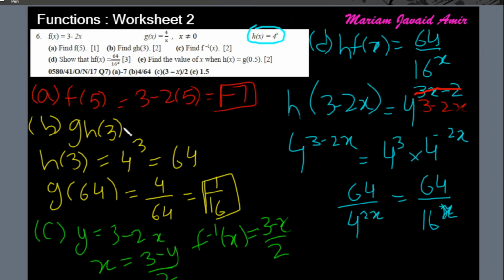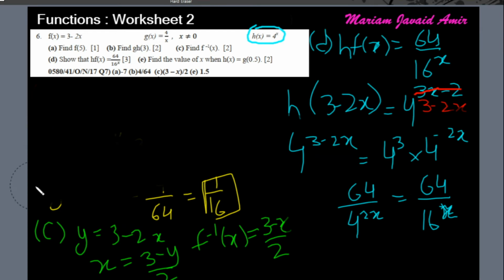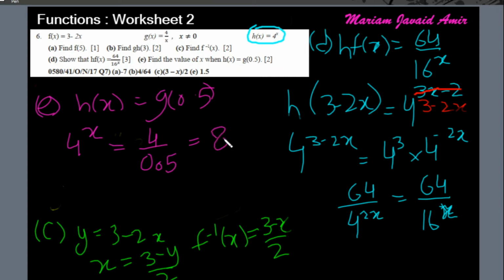Okay, part E. Find the value of x when hx equals g 0.5. So hx is 4 power x equals g 0.5, which is 4 over 0.5, which means 4 times 2, which gives us 8. So 4 power x equals 8.